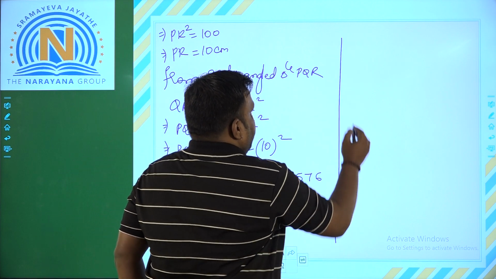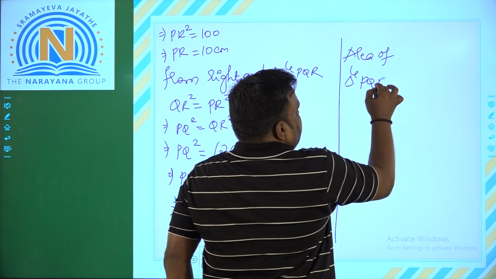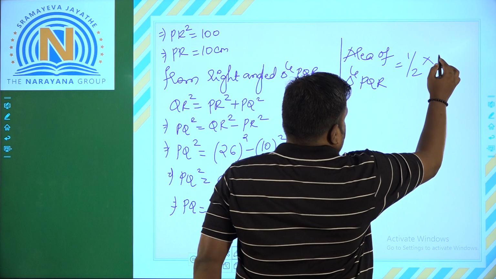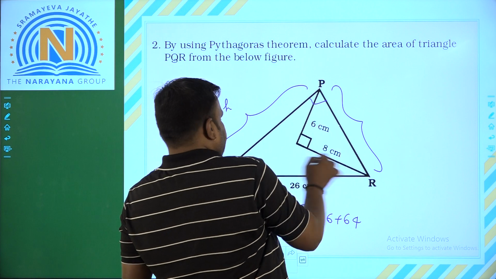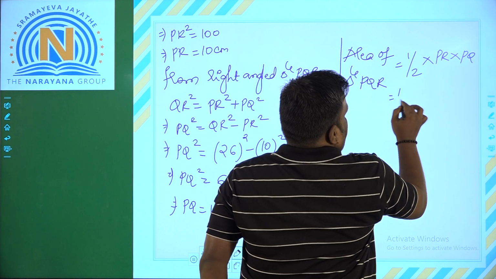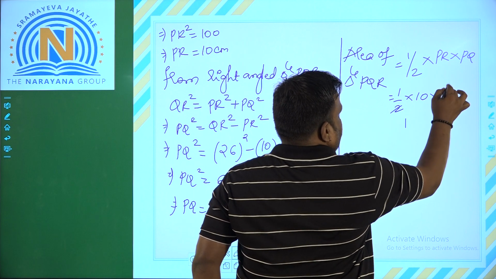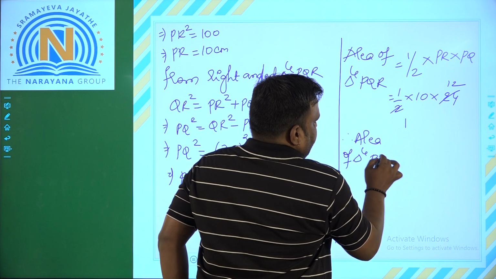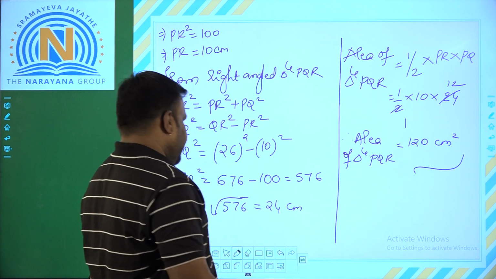So therefore area of triangle PQR is equal to half into base into height. Where half into base will be PR, into height. If you see here, base is PR and height is PQ or QP. So half into PR is 10 and PQ just now you got as 24. So 1 time and 12 times. Therefore area of triangle PQR is equal to 120 square centimeters. This is the area of triangle PQR.